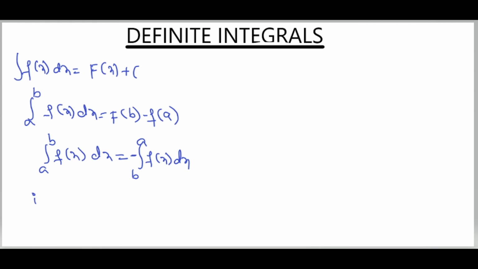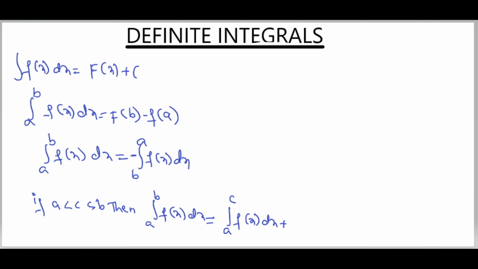If a is less than c, and c is less than b, then integration of a to b f of x dx is equal to integration of a to c f of x dx plus integration of c to b f of x dx.